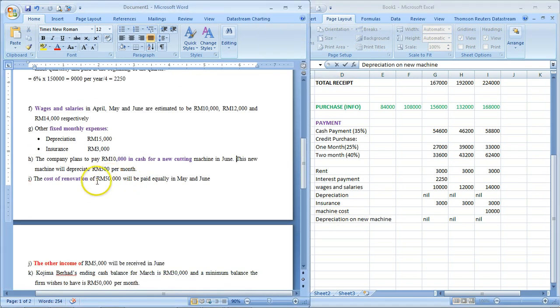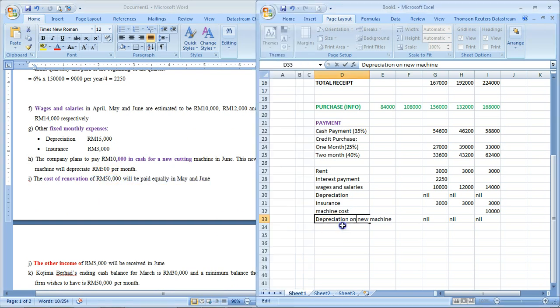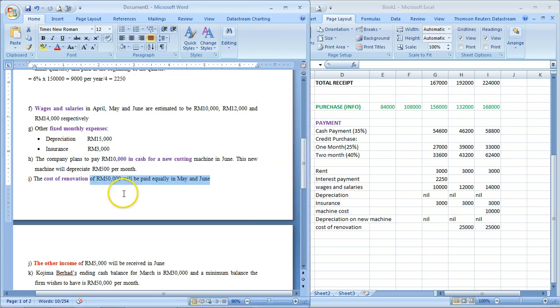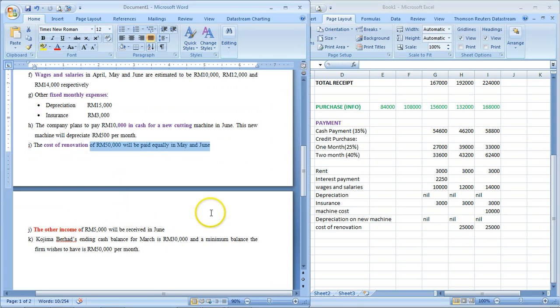Next, the cost of renovation of 50,000 will be paid equally in May and June. Don't make a careless mistake. Certain students put 50 and 50, which is wrong. Equally means the total amount is 50,000, paid equally in May and June. That means you pay 25,000 in May and another 25,000 in June.